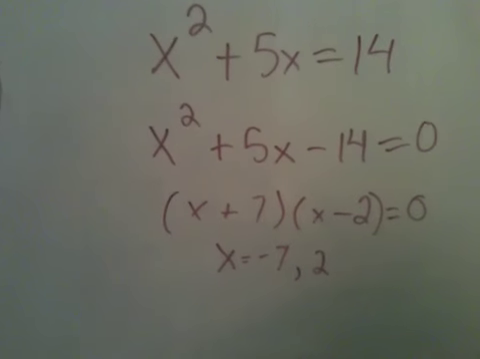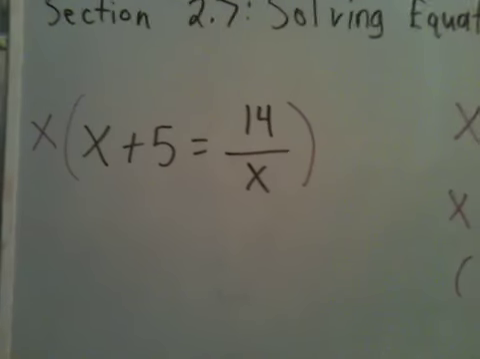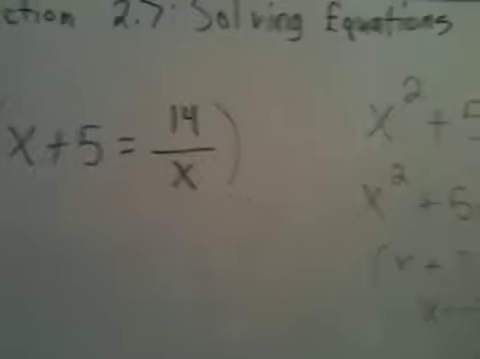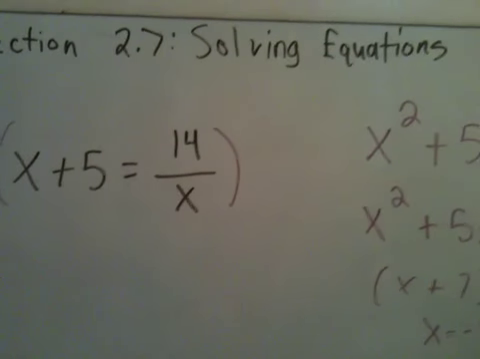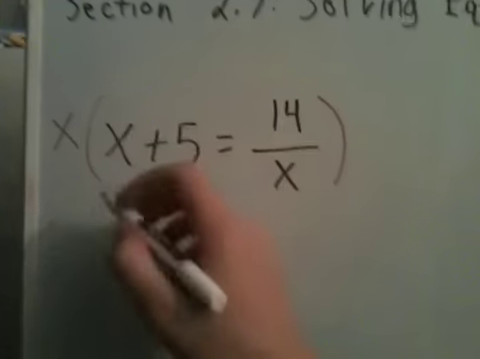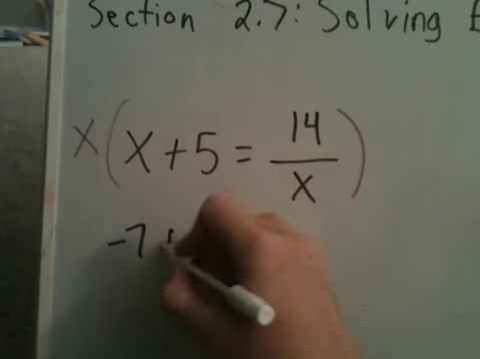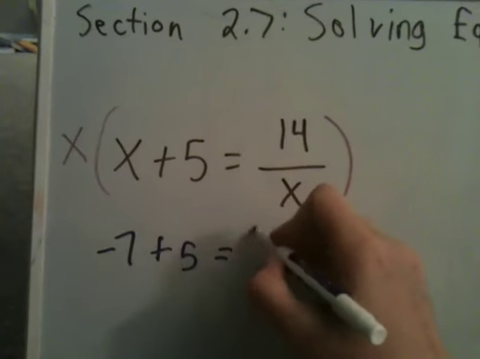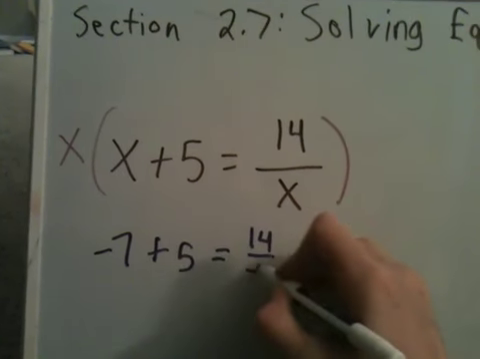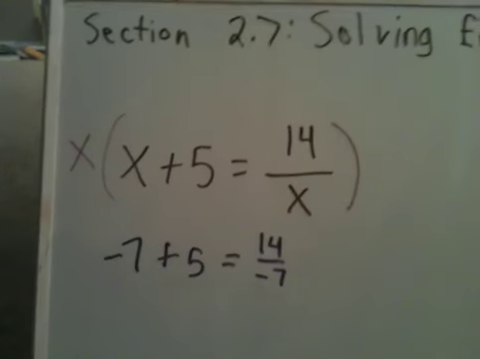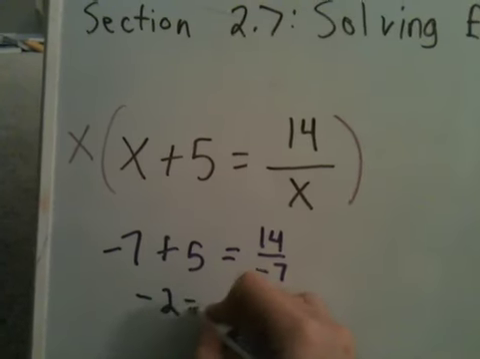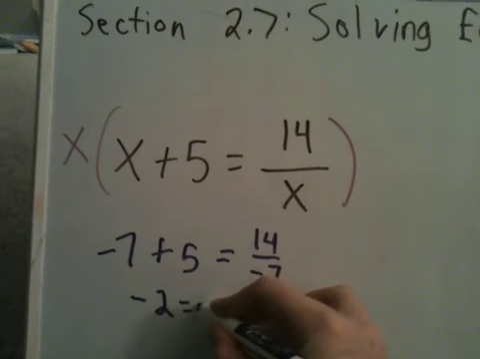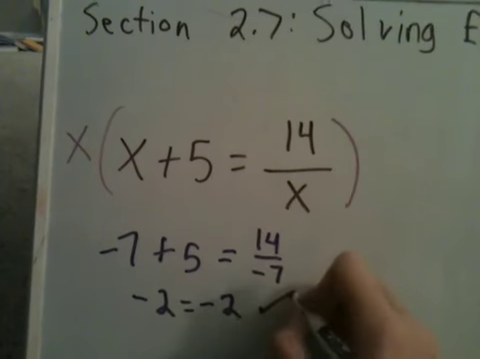Okay, now those are two solutions that I got. Let's see if they're both actually solutions. So I'm going to plug back in negative 7 and 2. So negative 7 would be negative 7 plus 5 equals 14 over negative 7. Well, negative 7 plus 5 gives me a negative 2, and 14 over negative 7 gives me a negative 2. So negative 2 does equal negative 2.